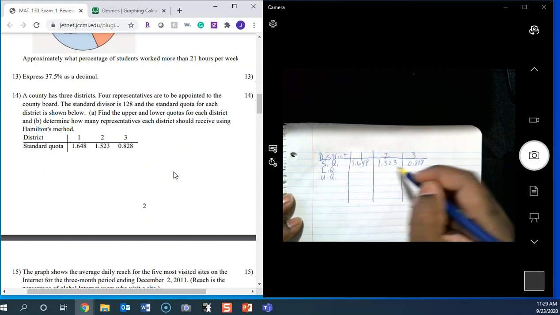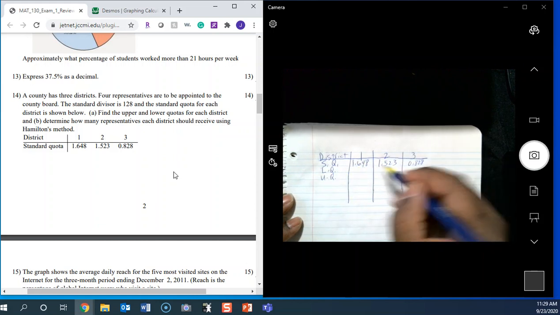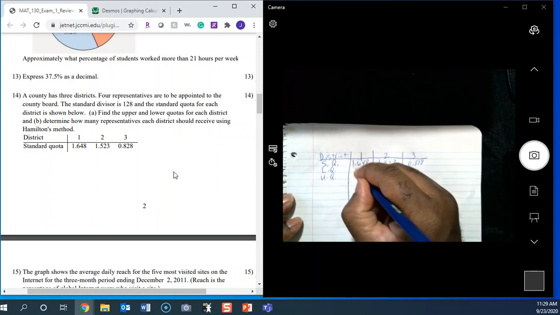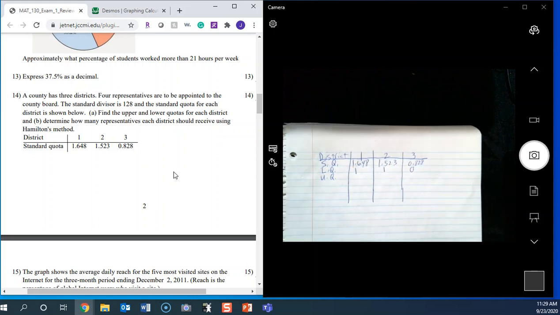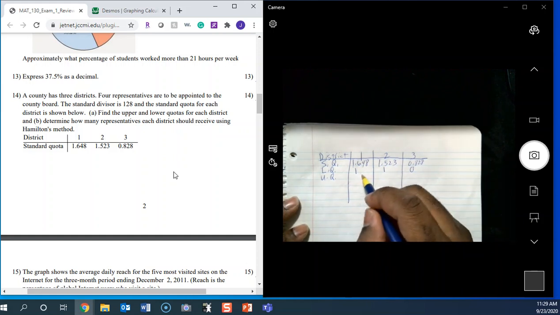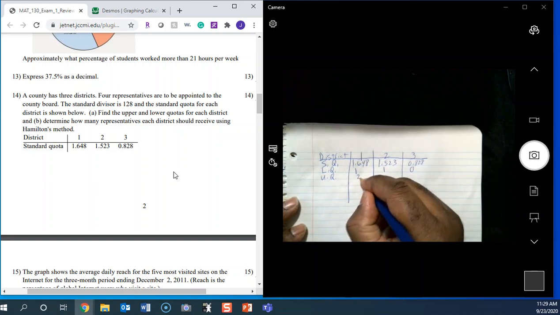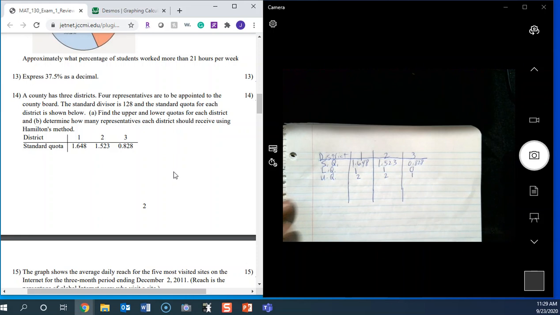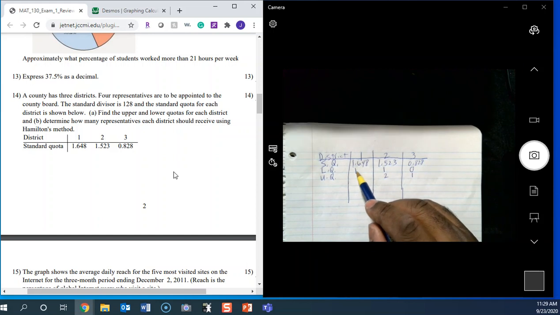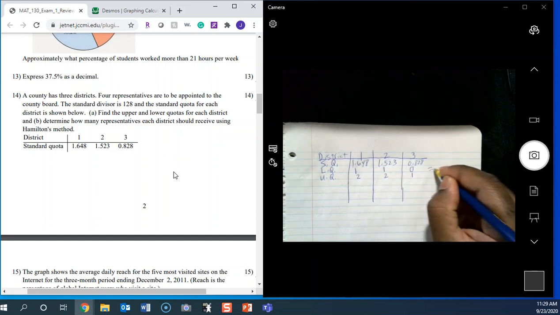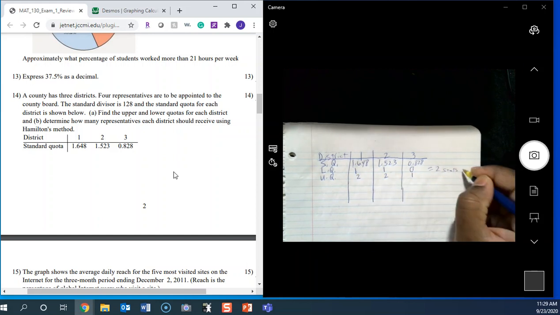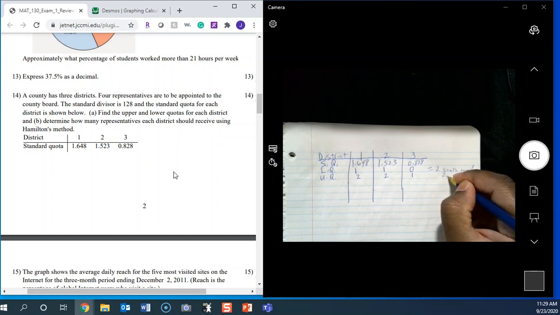Okay, the lower quota, like I told you all before, is always the number in front of the decimal. So this would be 1, 1, and 0. The upper quota is always 1 more than the lower quota. So that'll be 2, 2, and 1. Now they tell us here that we have 4 seats for these 3 districts. So we look at the lower quota first. When we add up the lower quota, that's only 2 seats. We need 2 more seats.